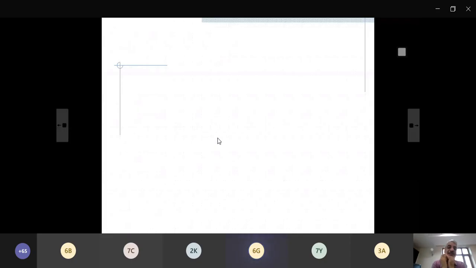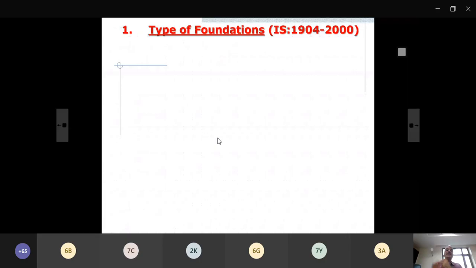Any other definition? There is a standard definition which is given by the IS code. IS 1904 is the code on foundation.